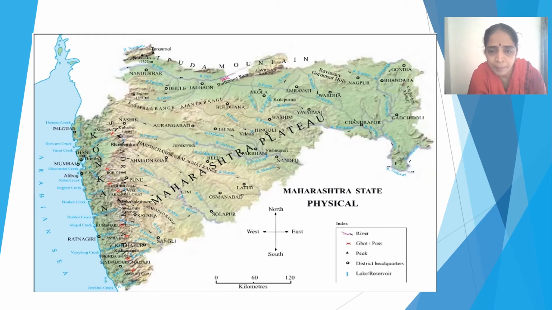Children, look into the map which is in your textbook. The same map is there. You can find the Satpuda mountain. This is the Maharashtra Plateau map, and the physical features are given in this map. You can see the arrow marks pointing to the north, south, east, and west. There are different rivers, peaks, lake reservoirs, and many more things in this map. You can also see, near Mumbai, the Konkan region. Carefully look at the map and find the different locations with the help of the index.